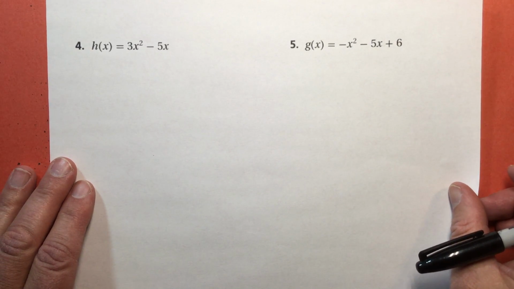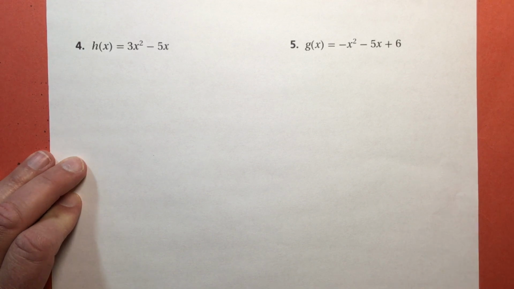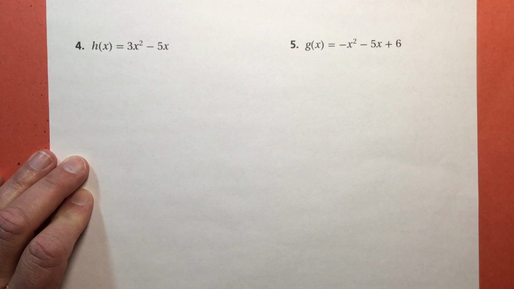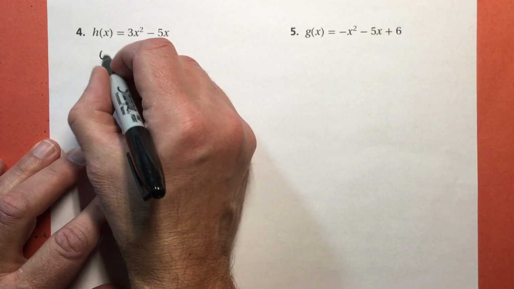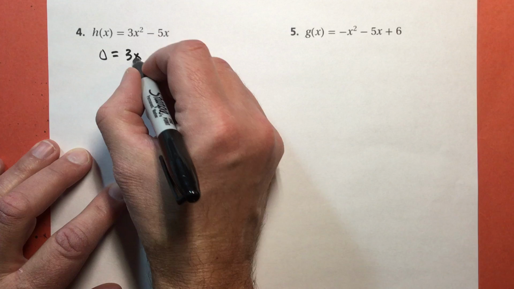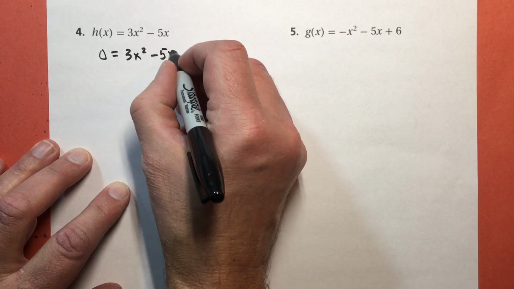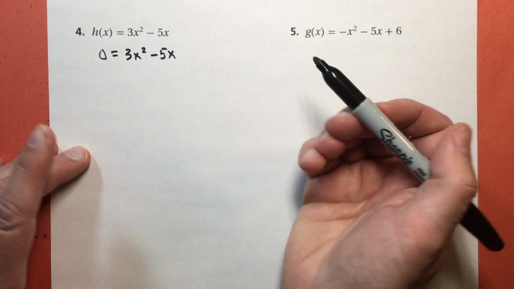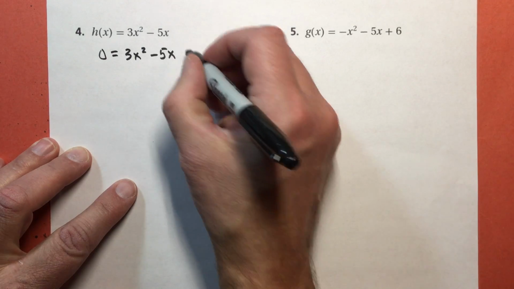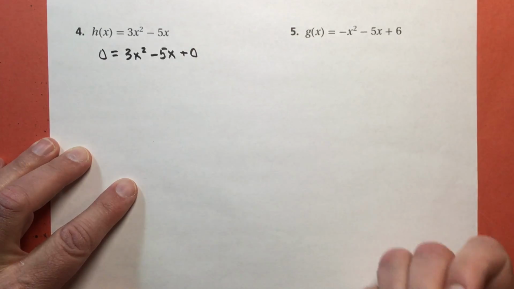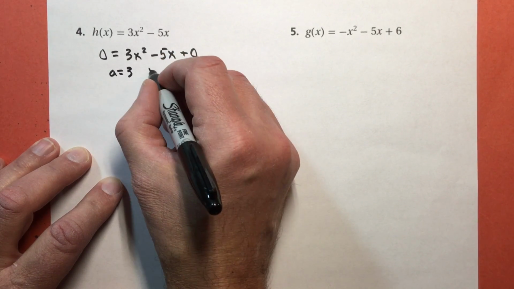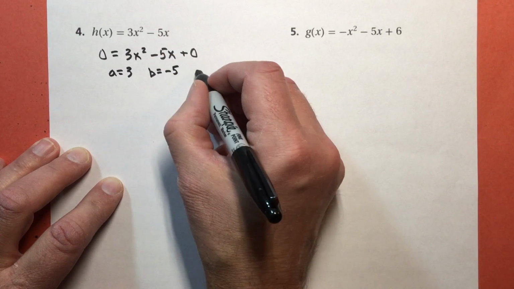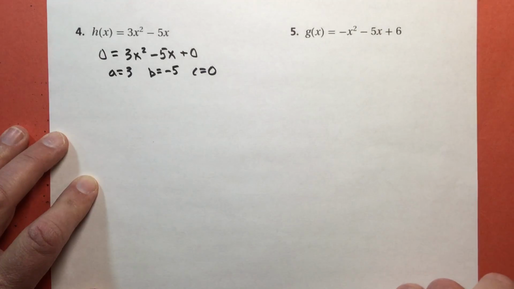All right, number 4. Well, this one's an odd one for number 4. An odd in the weird, not odd number. Set it equals 0. And check this out. What's my last part, my last term? I want to put the 0 in there so I know what it is. My parameters, a equals 3, b equals negative 5, c equals 0.